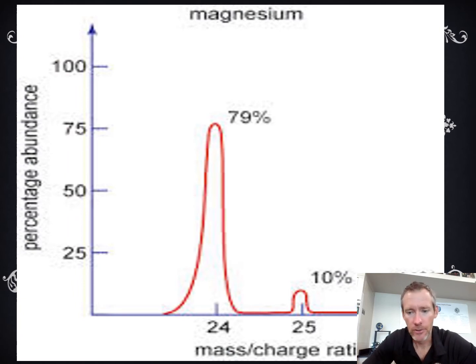Here is another graph of magnesium, where the most abundant is 79% at a mass of 24, and then the heaviest one at 26 is 11%, and the middle one, 25, is 10%. So those are isotopes: magnesium-24, magnesium-25, magnesium-26, at different abundances.